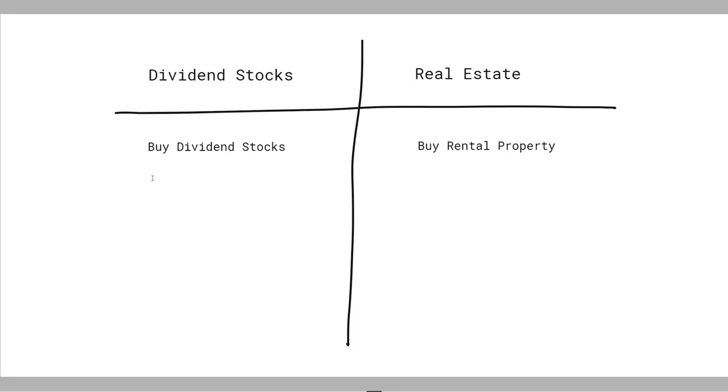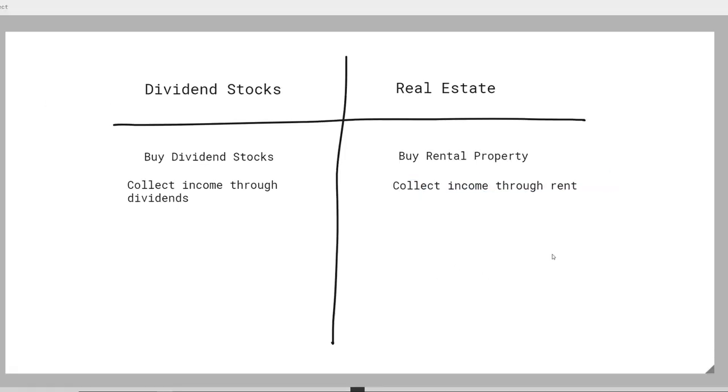If I go on to the next one, this is pretty basic here. For dividend stocks, we collect income through the dividends. For real estate, we collect income through the rent. Now, this might seem really simple and obvious on the surface, like you're saying, duh, but that really is not how people treat it most of the time.